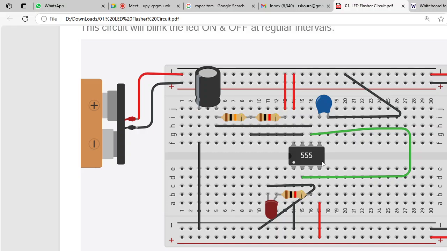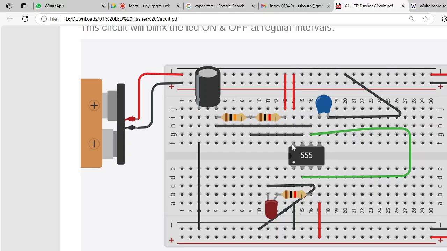Okay, 555 basically is a timer IC. A timer IC is used to do anything which requires synchronization. For example, to create a clock, to switch something on or off, something like this. Anything that requires timing would require this IC.